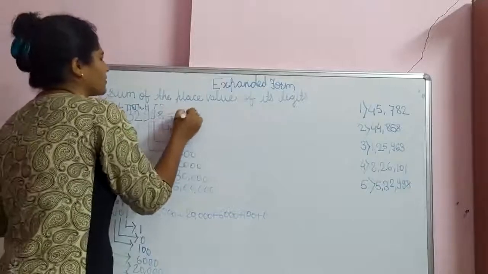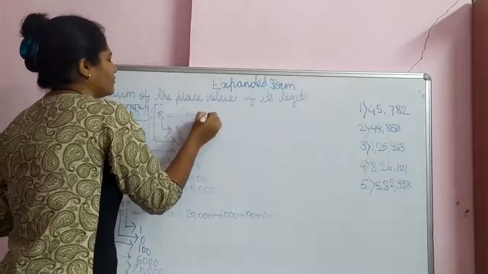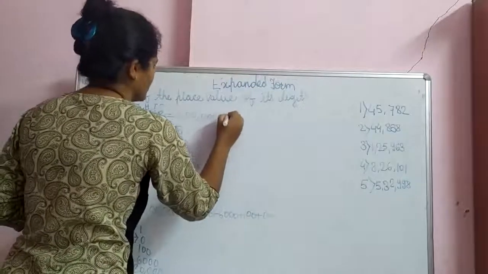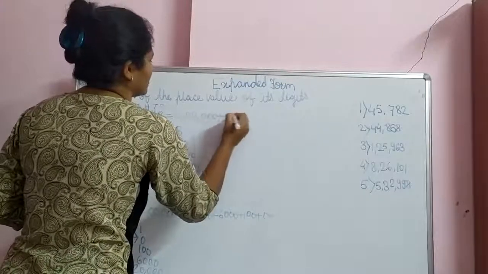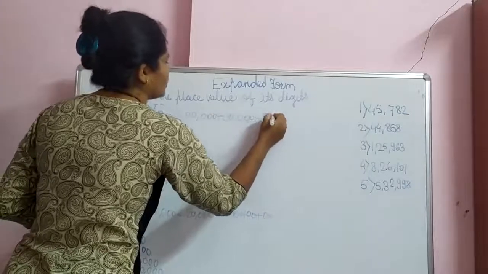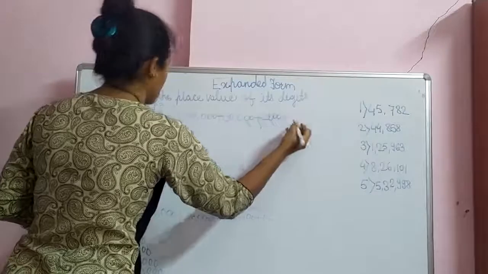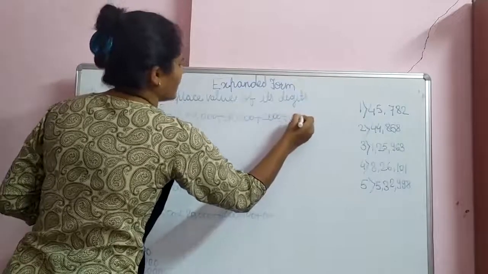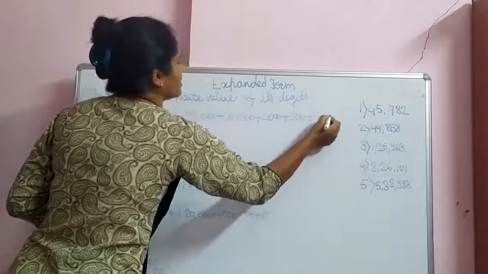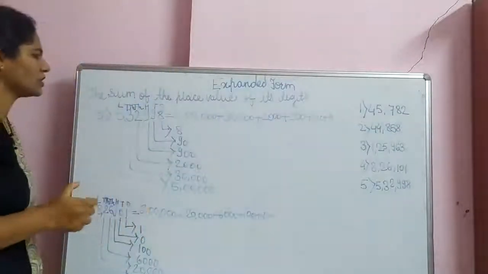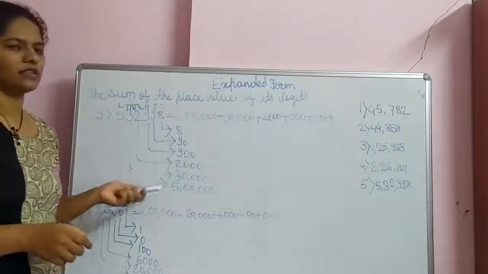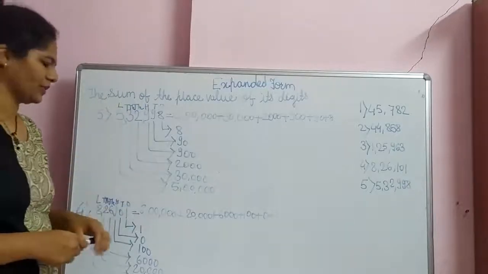Firstly 5 lakh, then plus 30,000 plus 2,000 plus 900 plus 90 plus 8. Okay student, so here we completed this one. This is the expanded form. This is very easy, you can easily do it student.